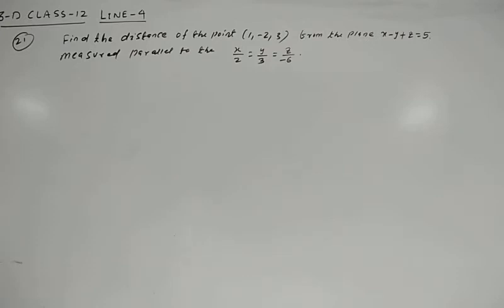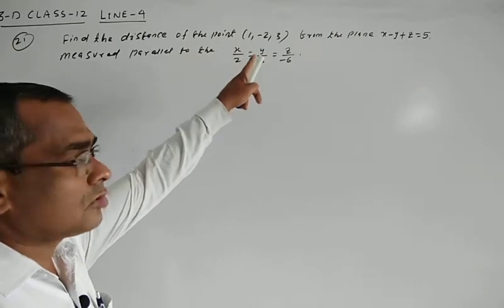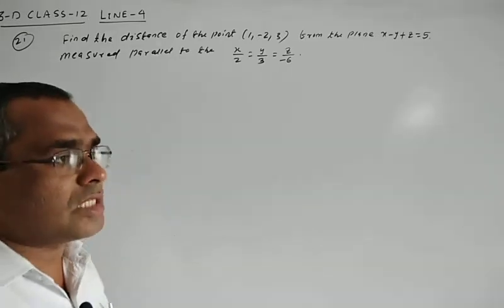Find the distance of the point 1, minus 2, 3 from the plane x minus y plus z is equal to 5 measured parallel to the line x by 2 equal to y by 3 equal to z by minus 6. This is question number 21 of exercise 13C. So actually we find here the distance from the point 1 minus 2 3 to the plane, but the distance must be measured parallel to this line.